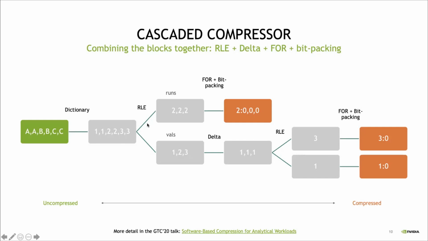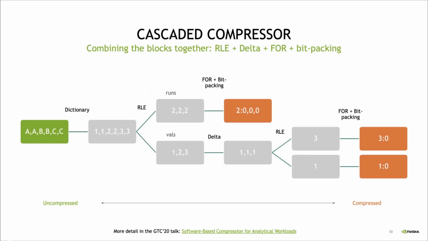It goes more in depth about the compressor itself, but the main idea is, let's say you have a sequence of numbers, you apply RLE on top of that, and you produce two arrays, runs and values. Then for runs, you use something like frame of reference and bit packing. So you store, let's say, the minimum value, in this case 2, and then bit pack all other numbers based on that. And then for values, you can apply something like, let's say, delta.